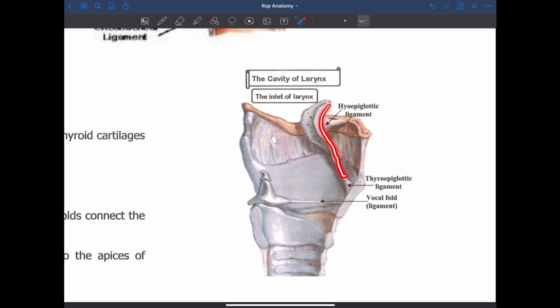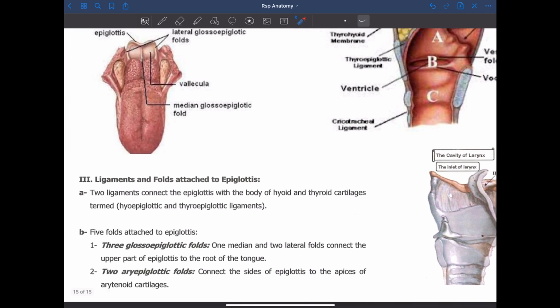Now we have the epiglottis attaching to the thyroid. This is the thyroid cartilage. See the quadrate laminae, thyroid cartilage, which attaches by the thyroepiglottic ligament. This small ligament is known as the thyroepiglottic ligament. It's very small because the lower end of the epiglottis is a narrow end, so this part is very small. Okay. Now we have finished the ligaments of the epiglottis.